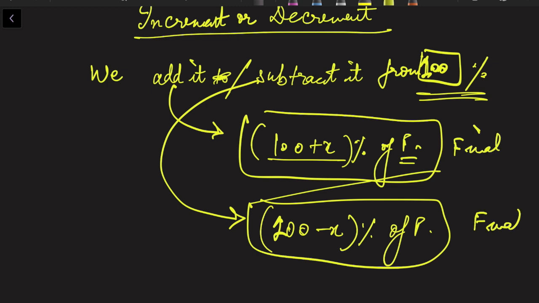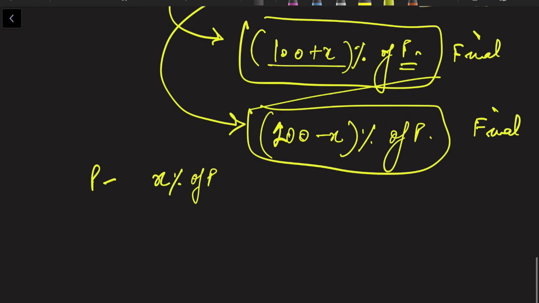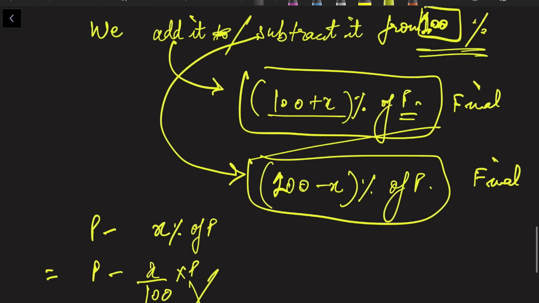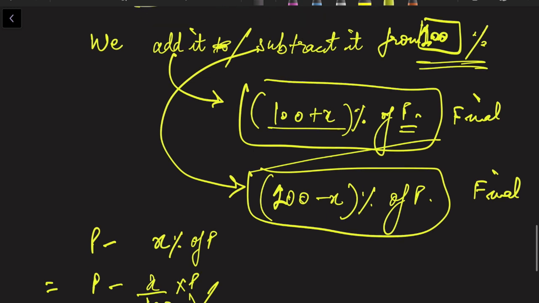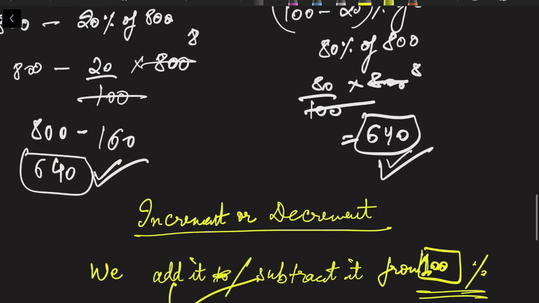So you don't have to do it step by step, that p minus x percent of p, then you're going to write x by 100 into p minus, like this. You don't have to do it like this. It is a very lengthy thing, so just do it directly like I have told you in this video. It is a very simple concept.